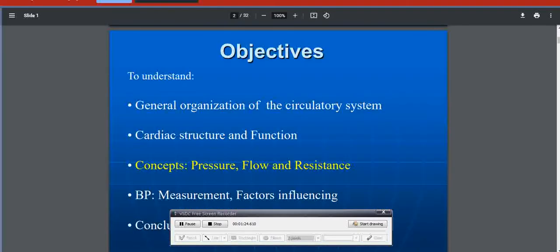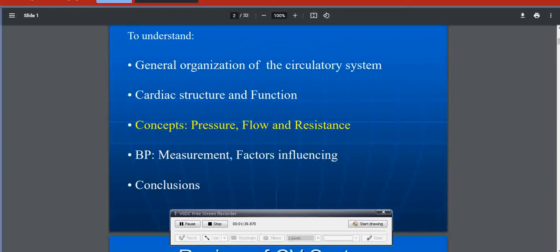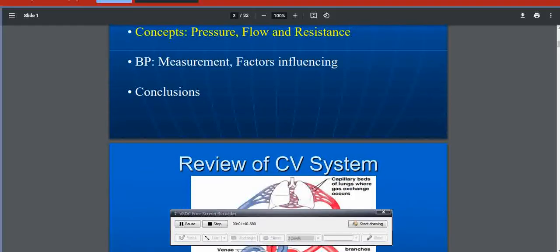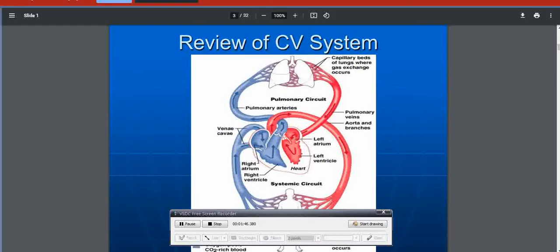So here today we have the objective as I had already outlined. We are going to check on the general organization of the circulatory system, cardiac structure and function, the concept of pressure, flow, and resistance. We shall also check on blood pressure measurement, factors influencing blood pressure, and we shall conclude with the conclusion part of it. So beginning from the very first part, we have to review the cardiovascular system.